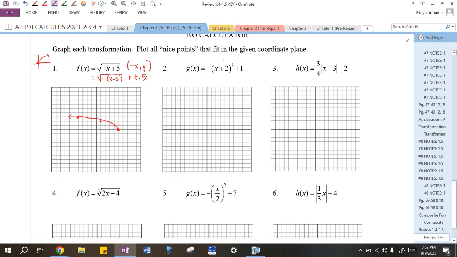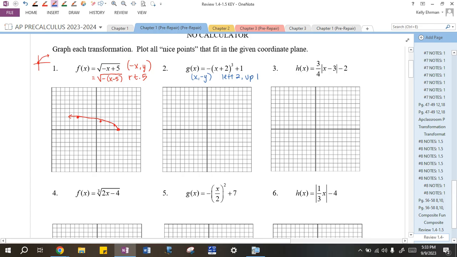For the next one, we have a cubic. And this is an x-axis reflection, so every y value will get changed to the opposite sign. And then we're going left 2, up 1. So again, depending on how well you have your parent function shapes memorized, you may or may not need to write out all of the points.